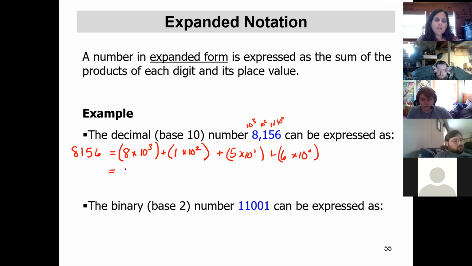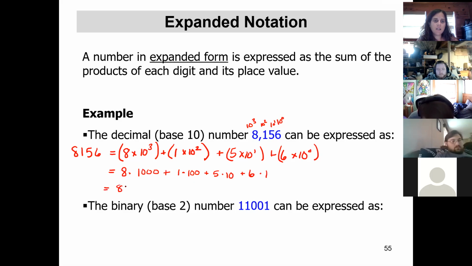So this would be 8 times 10 to the third, which is 1,000, plus 1 times 10 to the second, this is 100, so 1 times 100, plus 5 times 10, plus 6 times 10 to the 0 power, which is 1. So simplifying this, 8 times 1,000 is 8,000, plus 1 times 100 is 100, plus 5 times 10 is 50, plus 6 times 1 is 6. So that would be expanded notation.